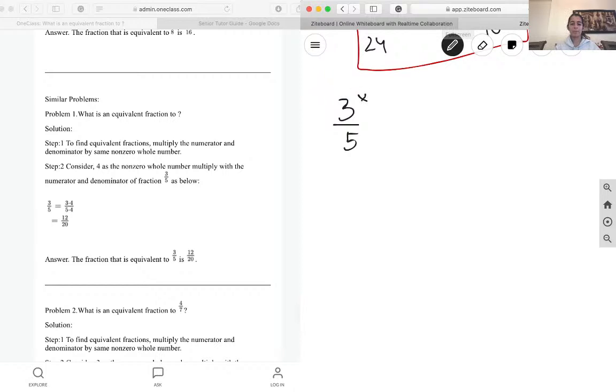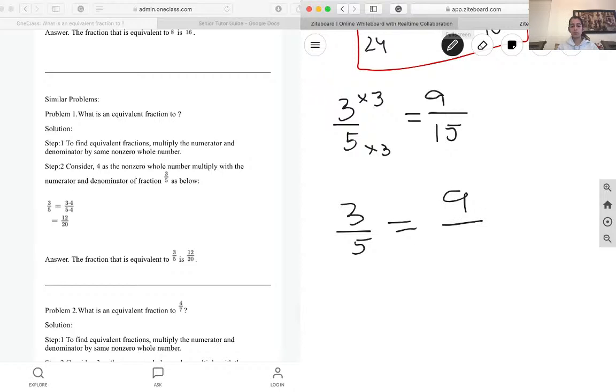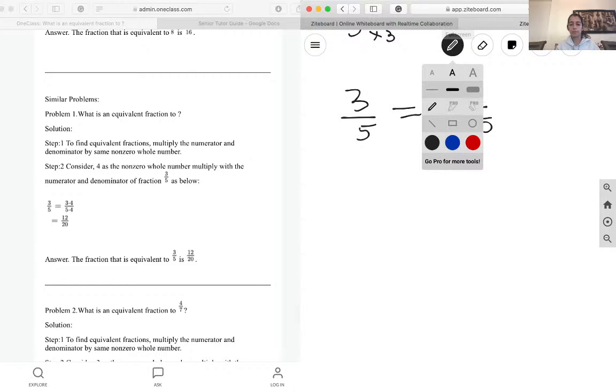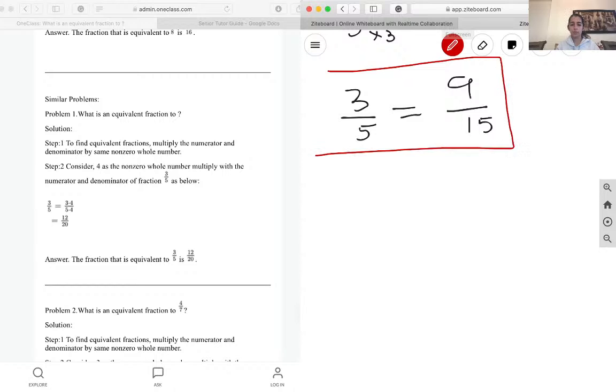We'll multiply them by, let's say, 3 this time. 3 times 3 is 9, and 5 times 3 is 15. So basically, it's saying that 3/5 is the same as 9/15. We could do another example, the same thing. Let me just highlight this again, like box it in, basically.